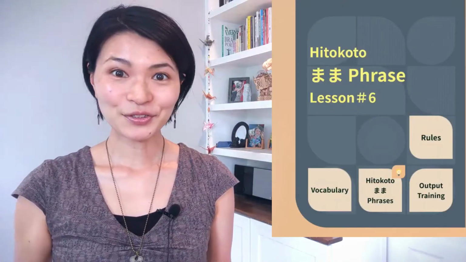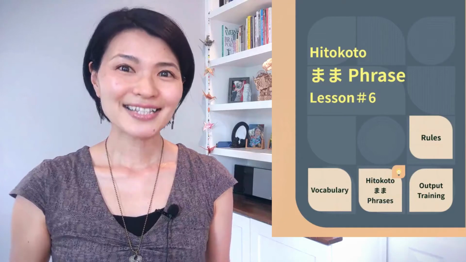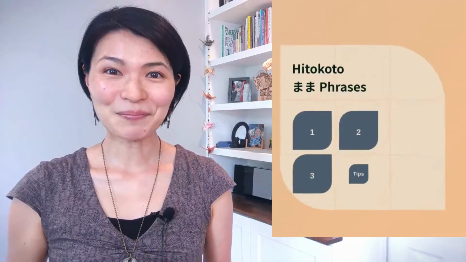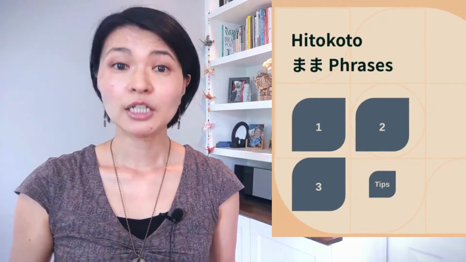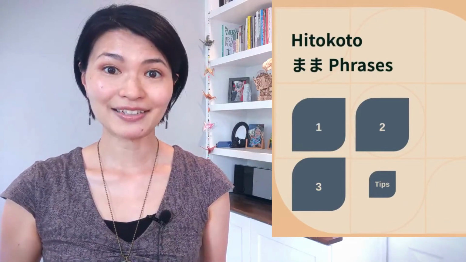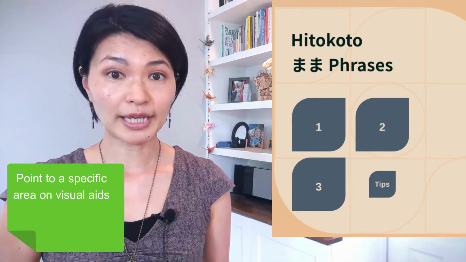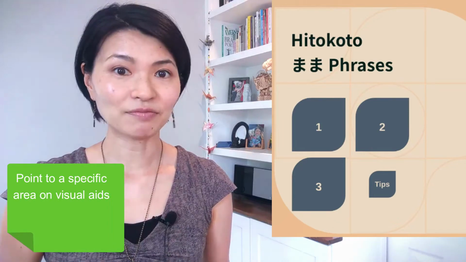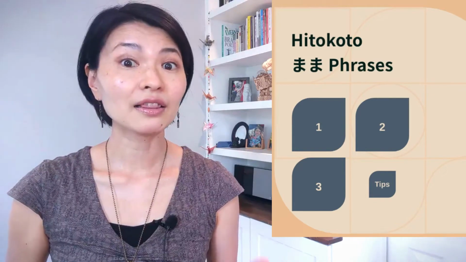There you have the key vocabulary for describing different areas. Now that you know the vocabulary to describe different areas on your visual aids, let's take a look at this week's 3 一言mama phrases. I will show you 3 useful mama phrases to draw your audience's attention to a specific area on your visual aid. Write point to a specific area on visual aids at the top of the sticky note. Not at the bottom, not in the upper right corner, but at the top. Got it?